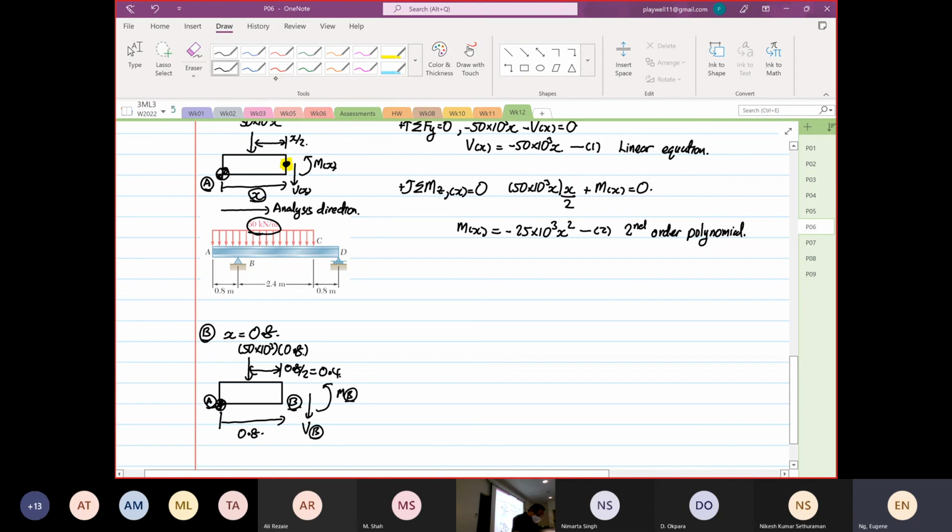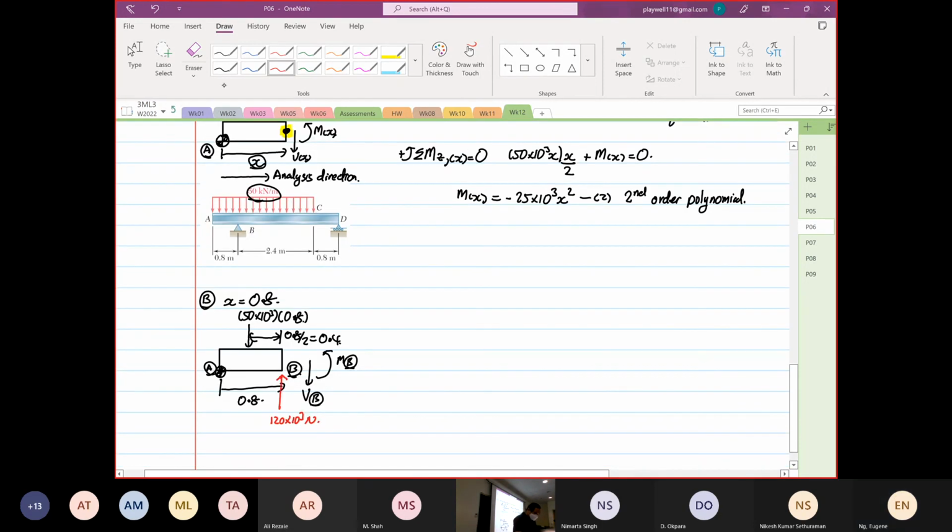Now at point B, we realize that we have calculated another load over here, another reaction force down there. And that is our By, and it's 120 times 10 to the power 3 Newton. We calculated that. Okay. So from here, we are going to do static analysis again. As I say, it's very repetitive.